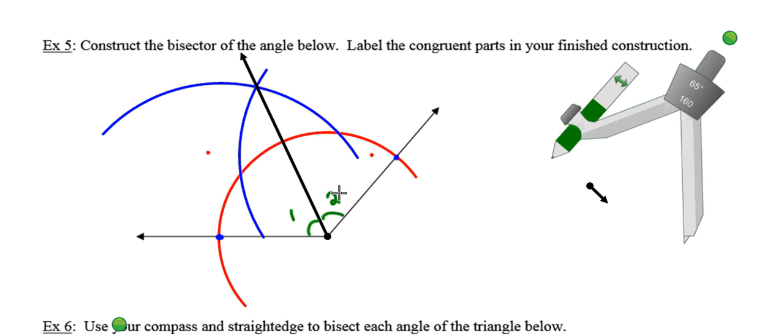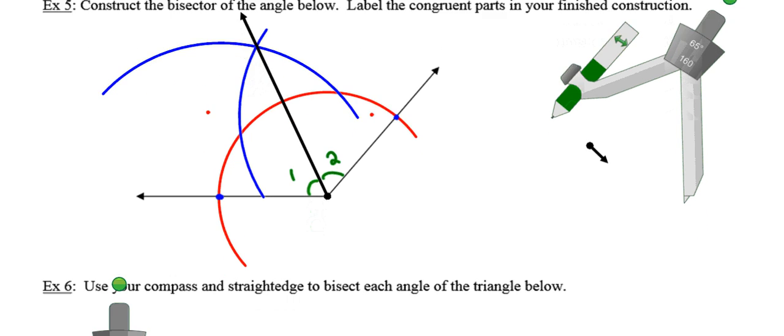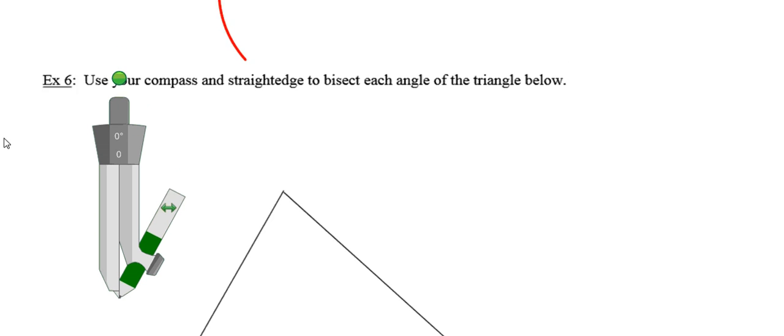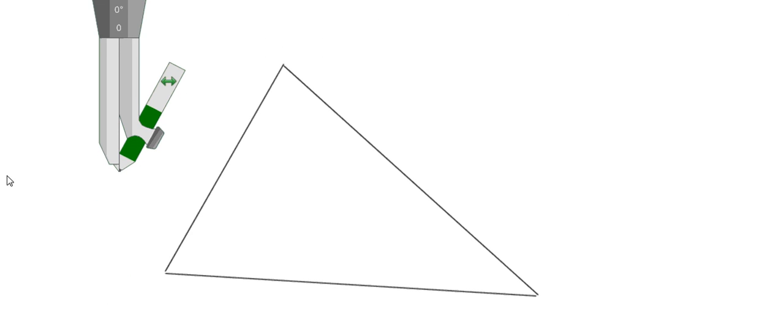All right, last one down at the bottom of the page. It says use your compass and your straight edge to bisect each angle in the triangle below. So again, if you're feeling comfortable with this construction and want to go on ahead, definitely feel free. I don't want to hold you back. But if you need someone to walk you through this step by step, that's what we'll do.